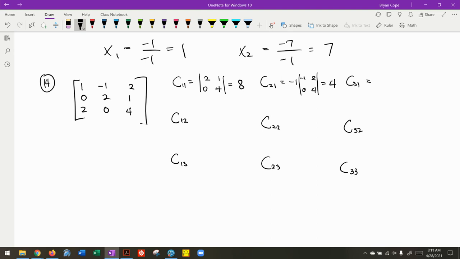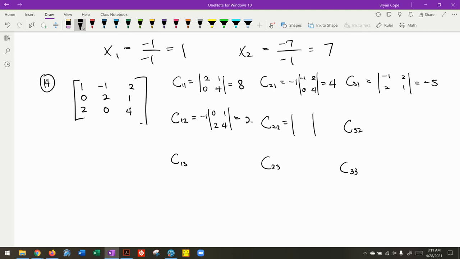C31, delete the third row and the first column. We don't need to worry about the sign here. Negative 1, 2, 2, 1. So I have negative 1 minus 4, or negative 5. C12, delete the first row and the second column and have a negative out in front, so that's important to remember. So first row, second column, 0, 1, 2, 4. So our determinant is 0 minus 2, so negative 2 times negative 1 gives us 2.